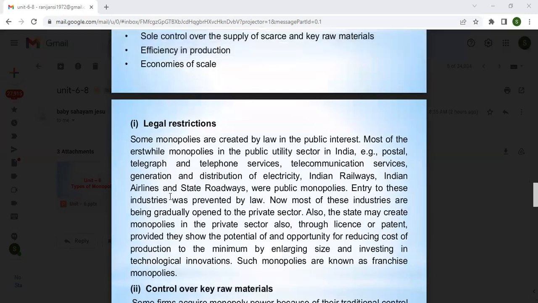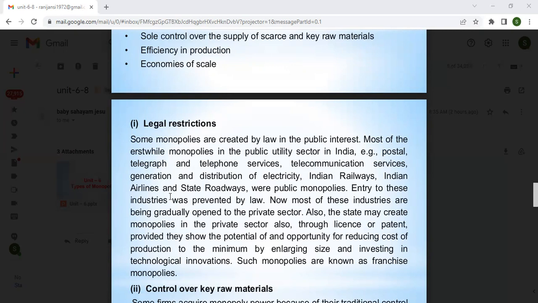Explain one by one. Legal restriction. Some monopolies are created by law in the public interest. Most of the erstwhile monopolies in the public utility sector in India, for example postal, telegraph, and telephone services, telecommunication services, generation and distribution of electricity, Indian Railways, Indian Airlines, and state roadways, were public monopolies. Entry to these industries was prevented by law. Now most of these industries are gradually being opened to the private sector.